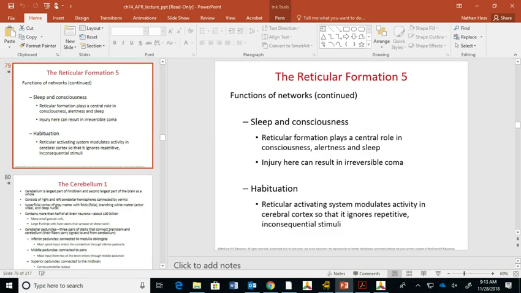Sleep and consciousness. This is the part of your brain that plays a central role in when you sleep, how you wake up, and how you maintain consciousness. If I have an injury to this area of the reticular formation, it could put you in a coma that you would never wake up from, because you've damaged this section.